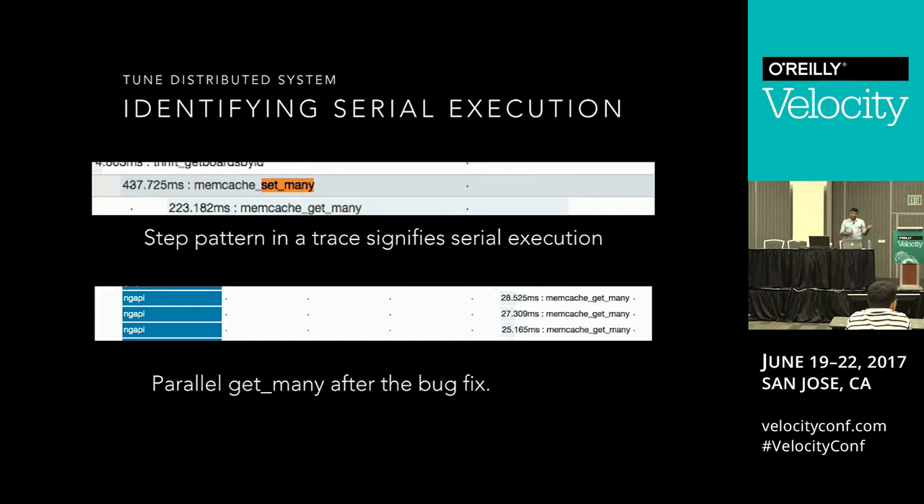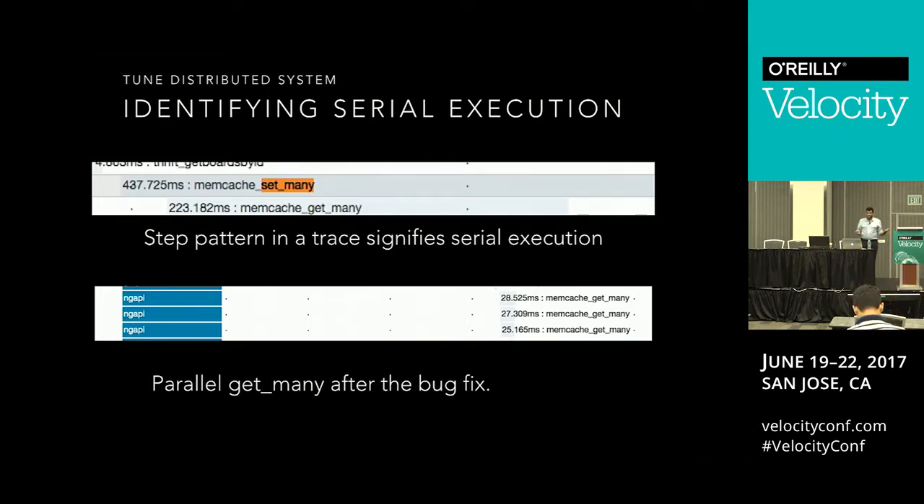So I have one more example of how we talk about identifying serial execution. Whenever you're looking through your traces, you see a step pattern. That's an example of serial execution. And as we all know, serial execution is bad. But actually, the answer is it depends on the context, right? Serial execution can be because the process is inherently serial, or it is because of a bug in your code where it can actually be parallelized.